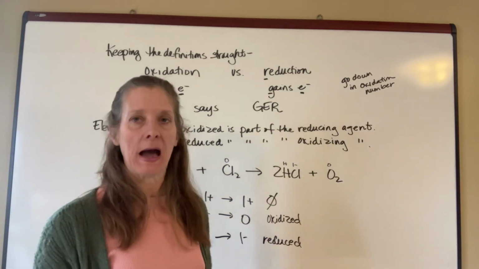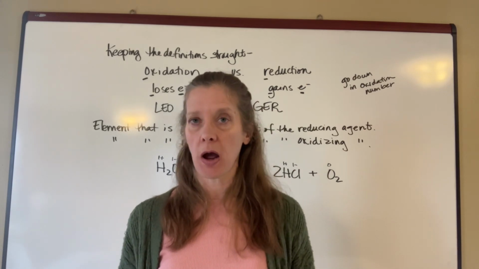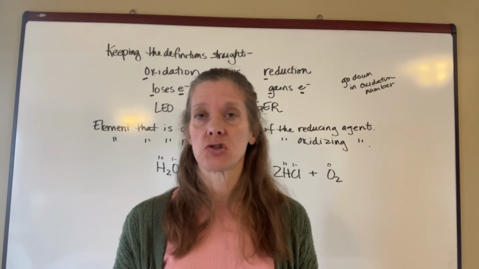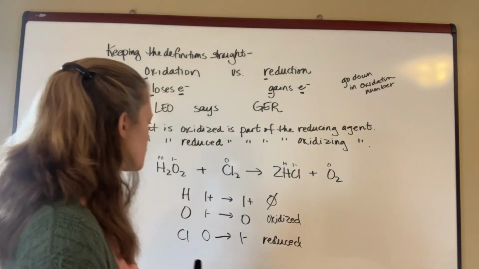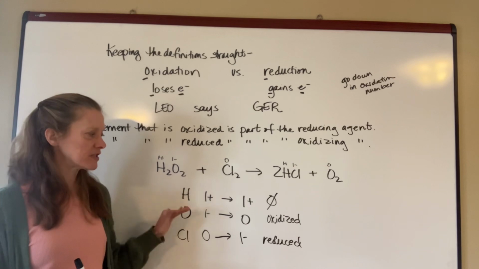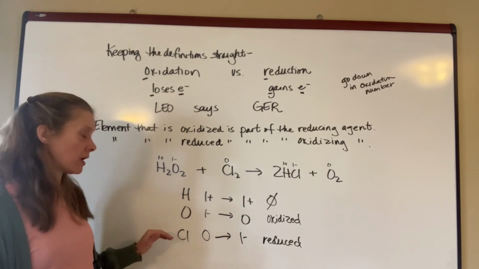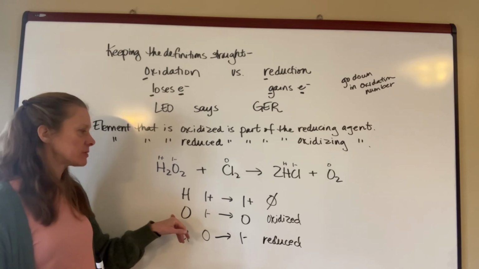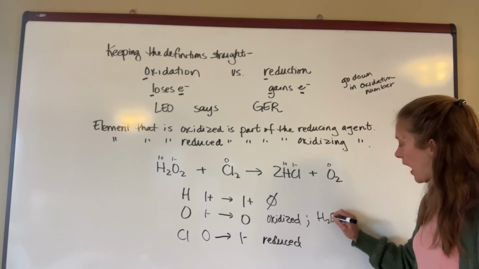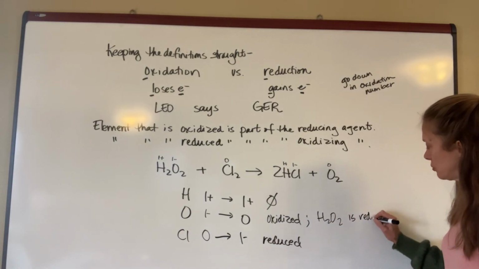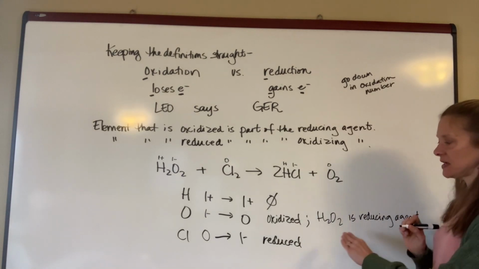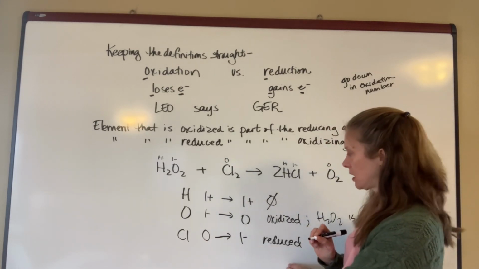And if you find a reaction where you have just oxidation and no reduction, or just reduction and no oxidation, it probably means you made a mistake someplace and you need to go back and check your oxidation numbers again, okay? So, hydrogen is not involved as far as being oxidized or reduced because its oxidation number never changes. The oxygen has been oxidized, and so that means that hydrogen peroxide is the reducing agent. Okay, it's causing the chlorine to be reduced.